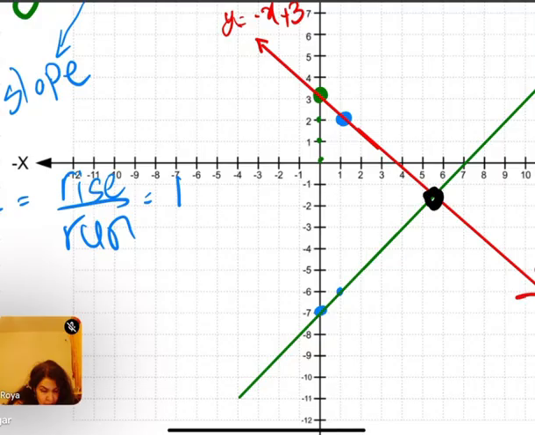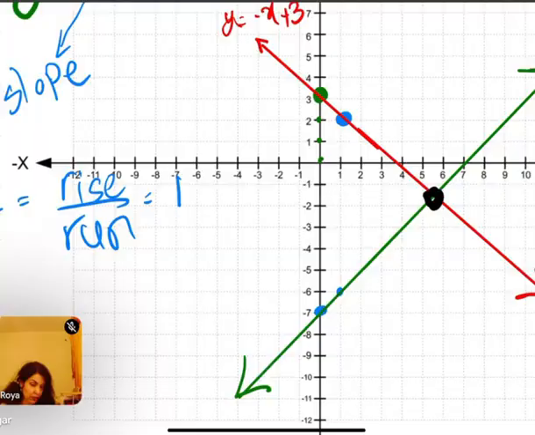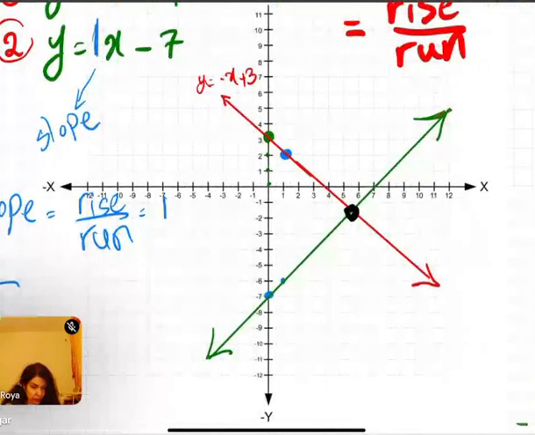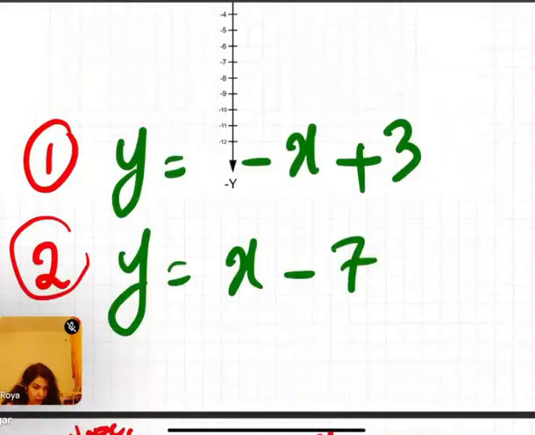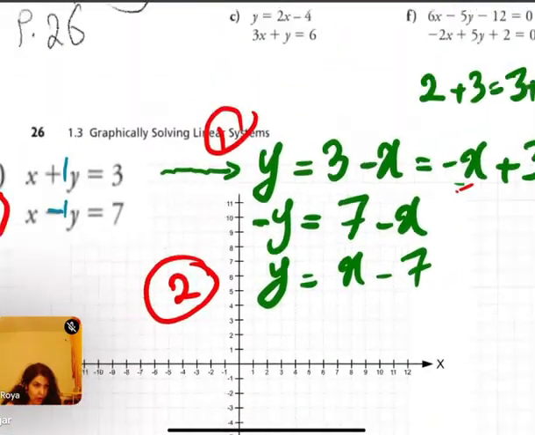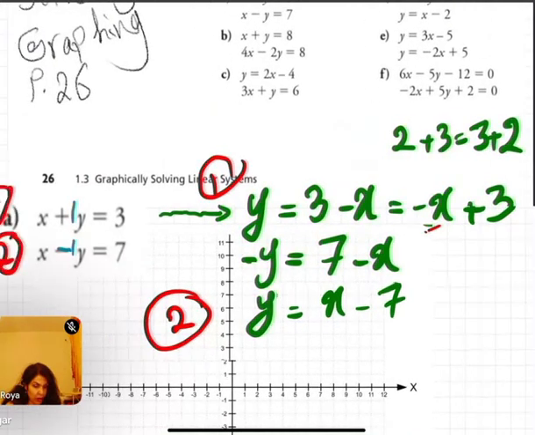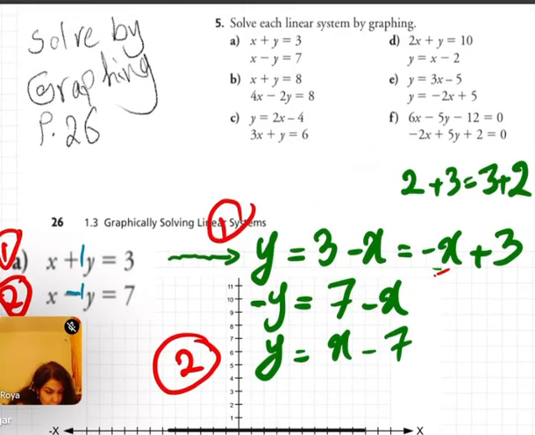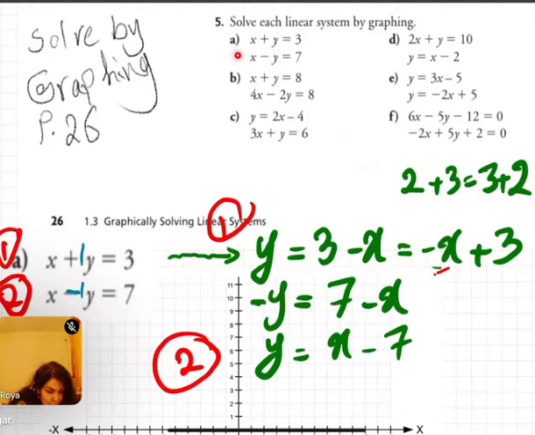This is the review from grade 9. You already learned to graph a line using the slope y-intercept form. I did question A, and question B, C, D and E, you need to do that.